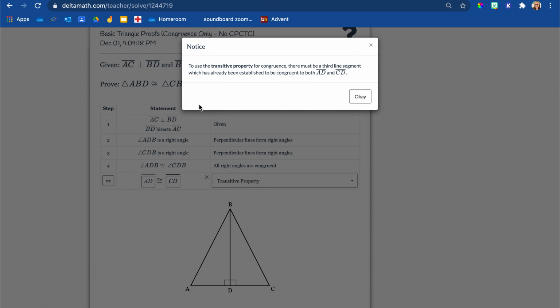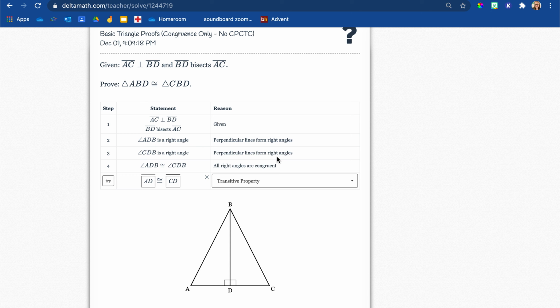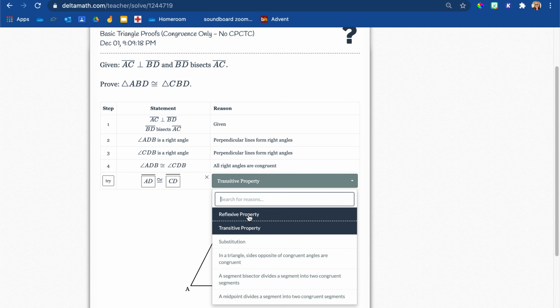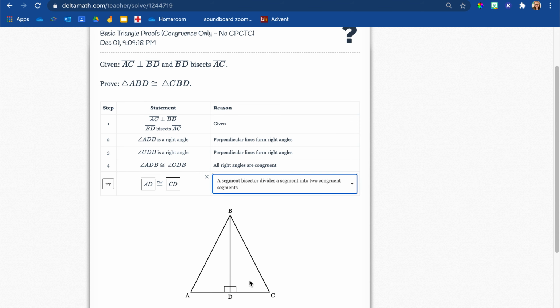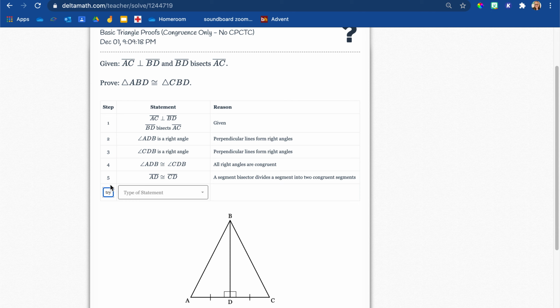What happens? Oh no, to use the transitive property for congruence, there must be a third line segment that has already been established to be congruent to both of those. That tells me that that's the wrong reason. Doesn't mean that this is the wrong statement, so I can try a different one. In this case, we actually already knew that a segment bisector divides a segment into two congruent segments, but I want you to see how you can use this to learn and fix any mistakes that you're making as you go through this process. So we're going to try that, and wow, that one worked.